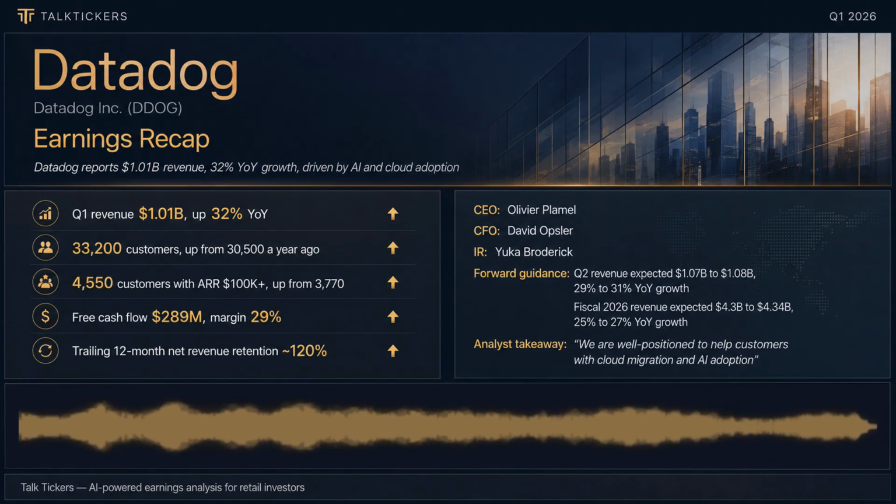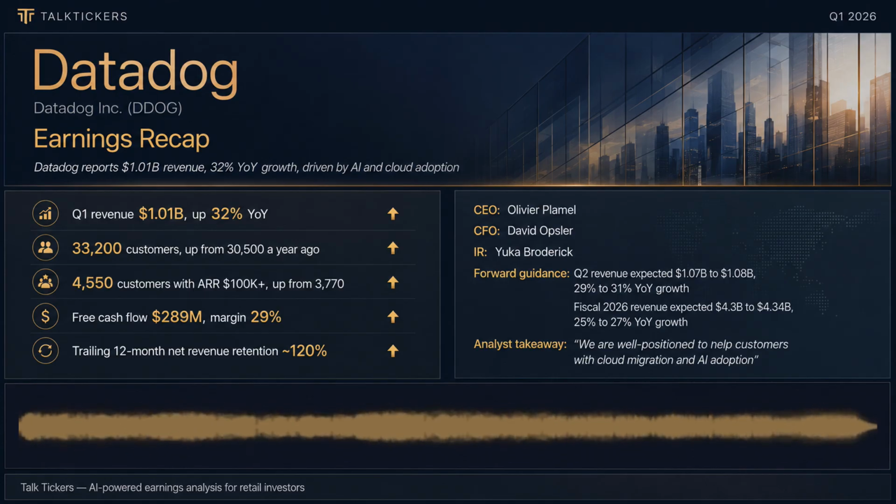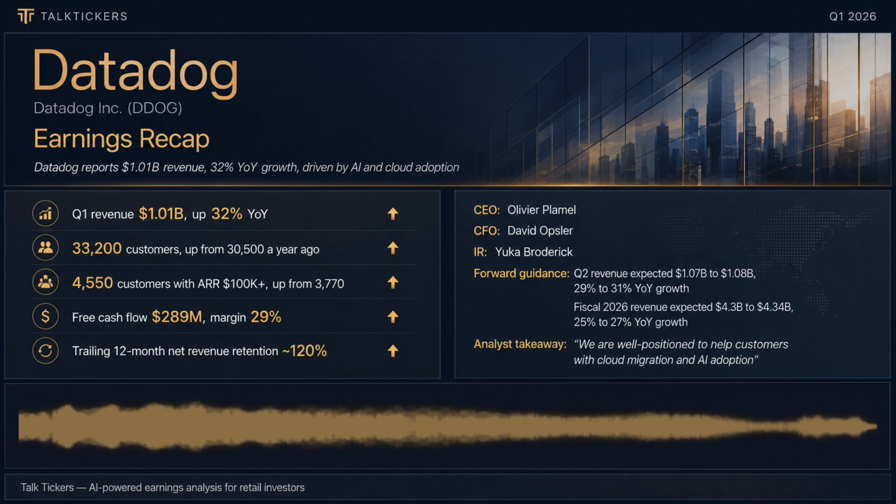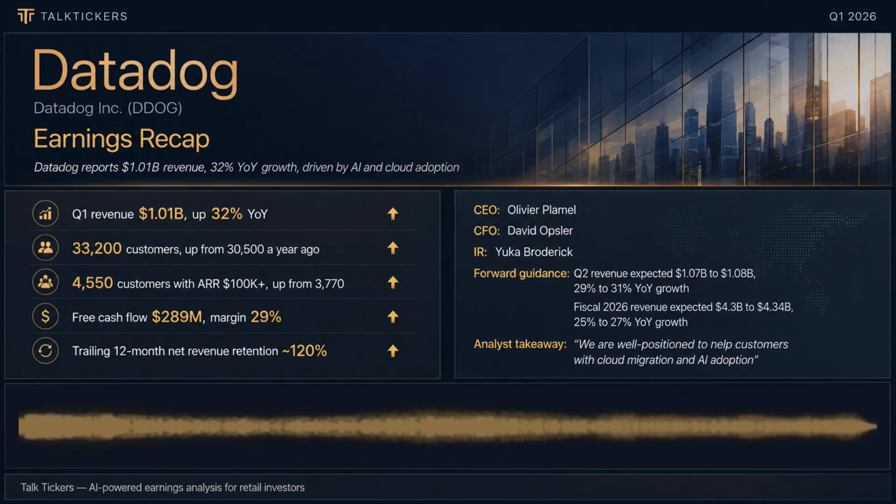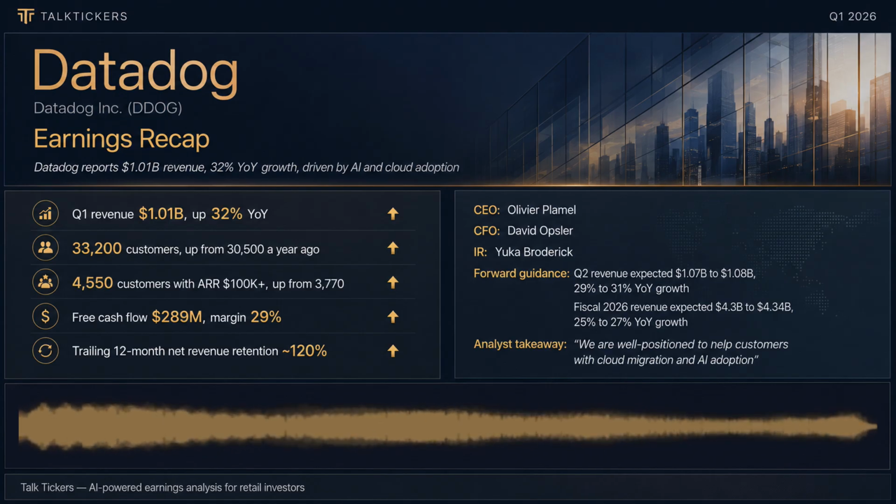Right. And Pommel explicitly noted a stratospheric increase in non-human AI agents actively using the Datadog platform via their Model Context Protocol, or MCP, servers. This fundamentally alters the definition of what a user is. Datadog is actively building and facilitating tools like the BITS AI SRE agent. SRE stands for Site Reliability Engineer.